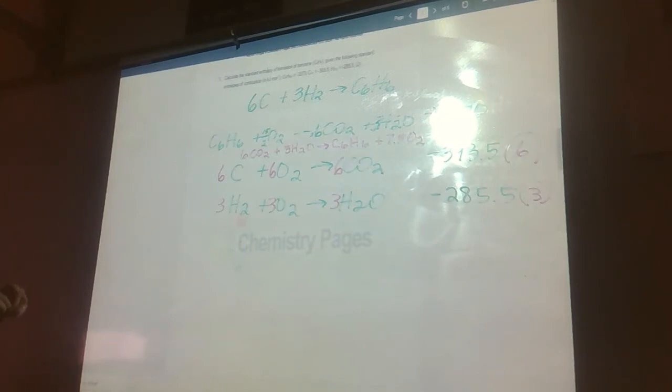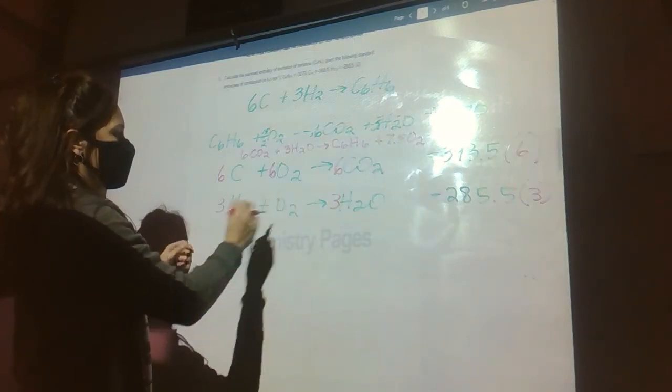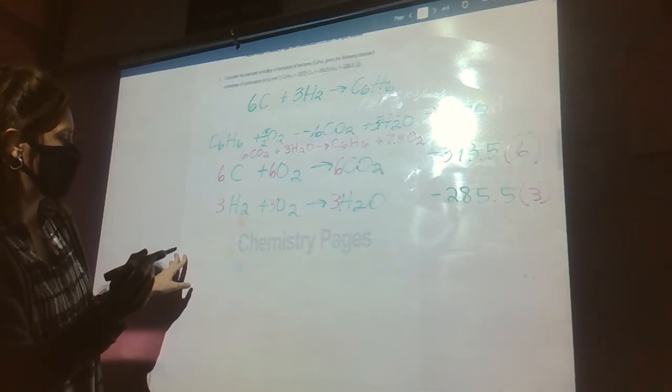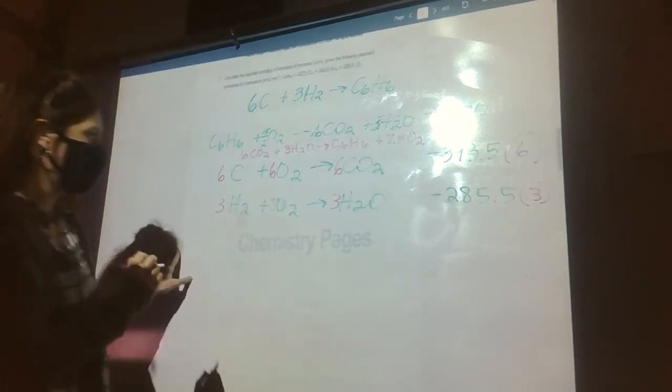Something's wrong. Can I not do math? Oh, this is 3 halves, not 3. Oh, wait, no. That's 3. No, it'd be 3 halves because it should have been a half before. You're right, thank you. Okay, 3 halves.